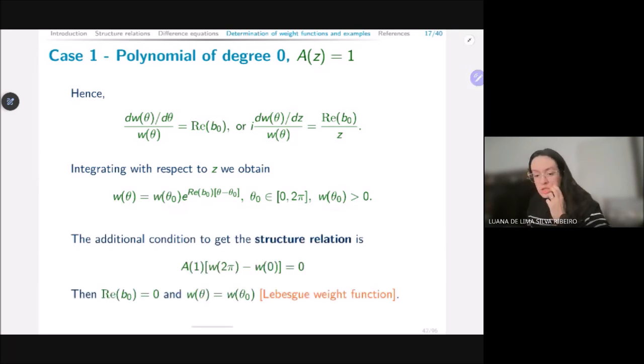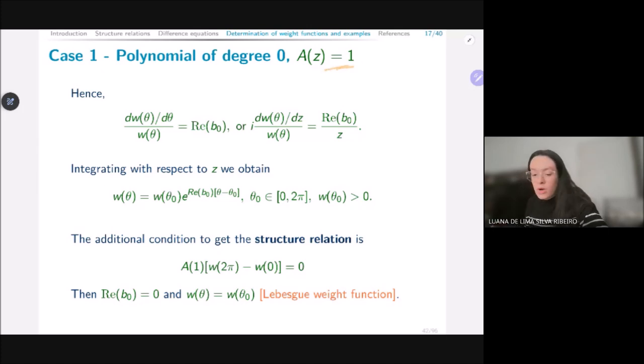But for our structure relation, we also need this hypothesis. Since az doesn't vanish, the value of the wave function at 0 and 2 pi must be equal. But when we impose this condition, the real part of B0 here must be 0. Then the wave function must be a constant. So we actually have the Lebesgue wave function.